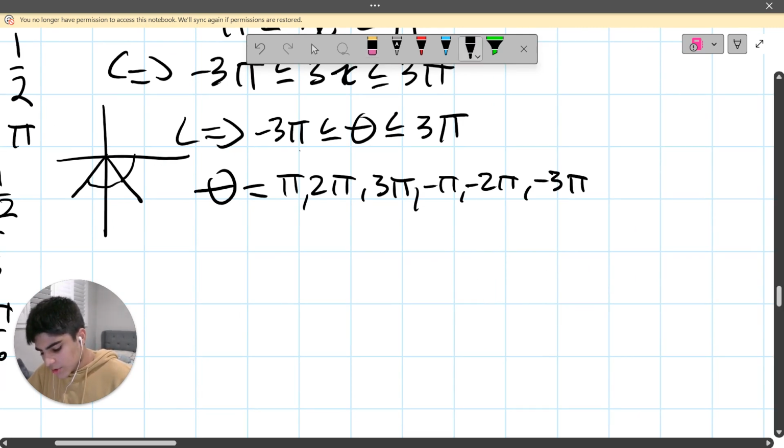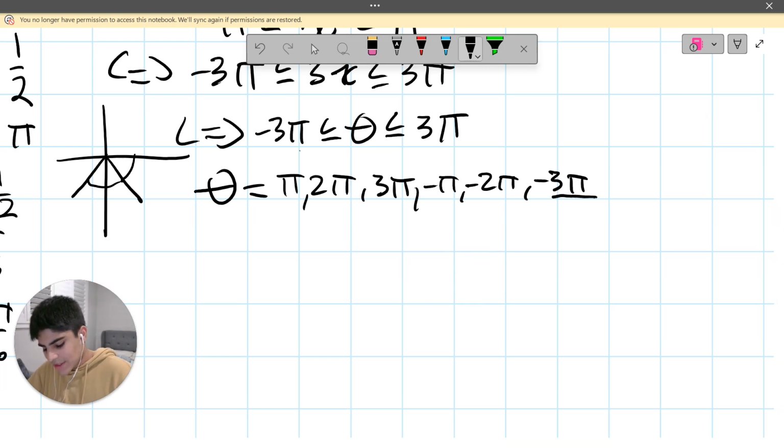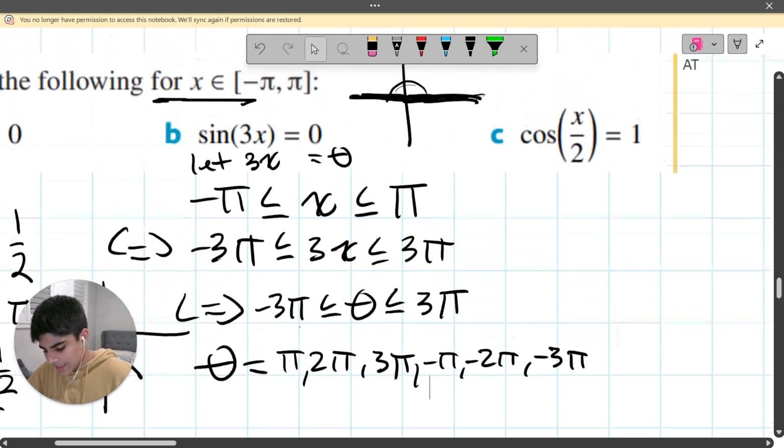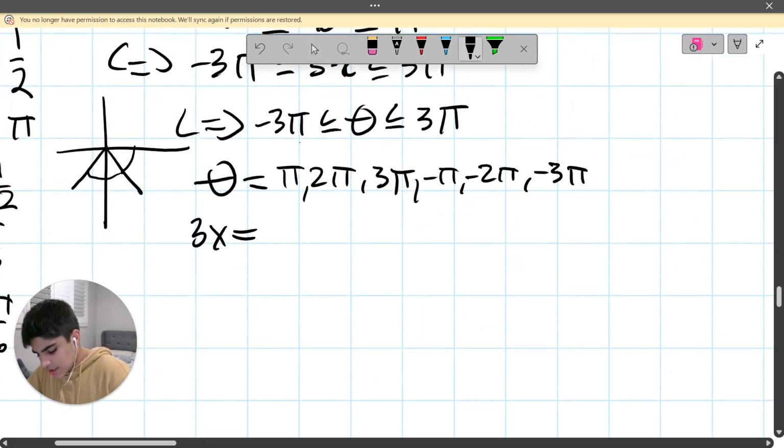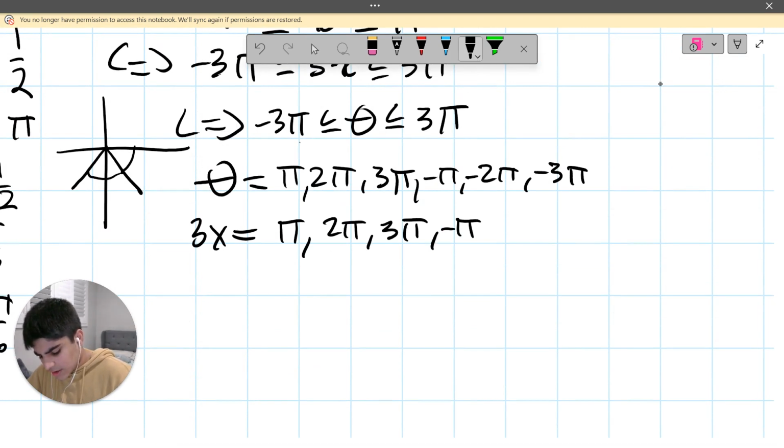Now one thing you don't want to do, like I'm doing, is to have the order of all of these solutions in non-chronological order. In the exam, always make sure you write these solutions in chronological order from smallest to largest, okay? Let's continue. Now that we've got our solutions, let's sub in 3x. 3x equals pi, 2 pi, 3 pi, negative pi, negative 2 pi, and negative 3 pi. Let's divide all these by 3.